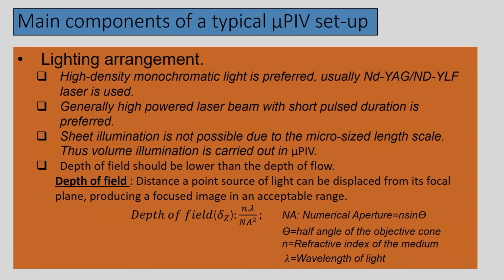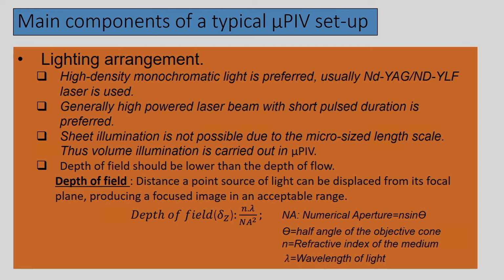Sheet illumination is not possible due to the micro size length scale, thus volume illumination is carried out in micro PIV. See, this is an important point, and that is what I was talking about at the beginning of this class, that in the PIV analysis we are focusing on a particular area, not volume, that is a sheet illumination.